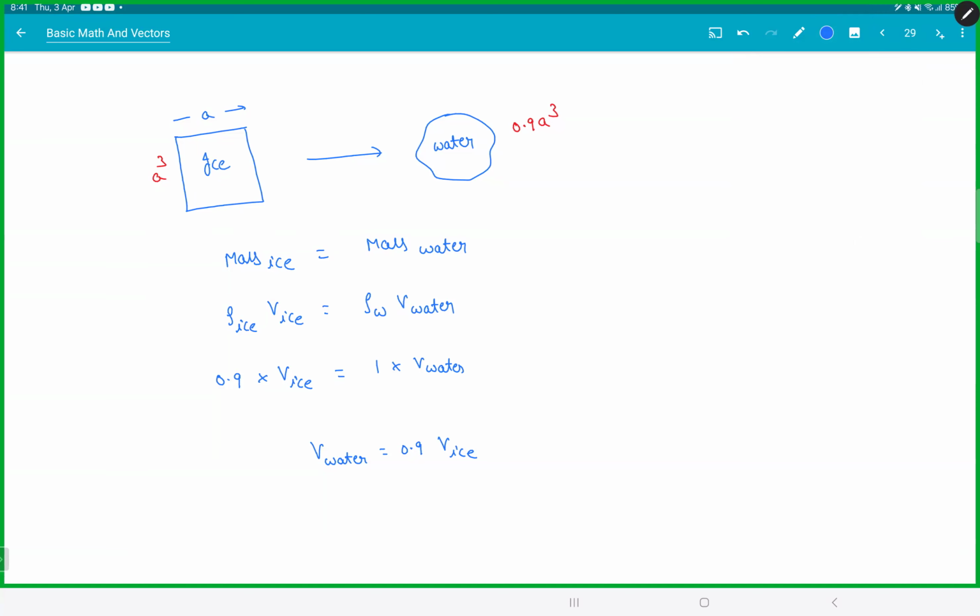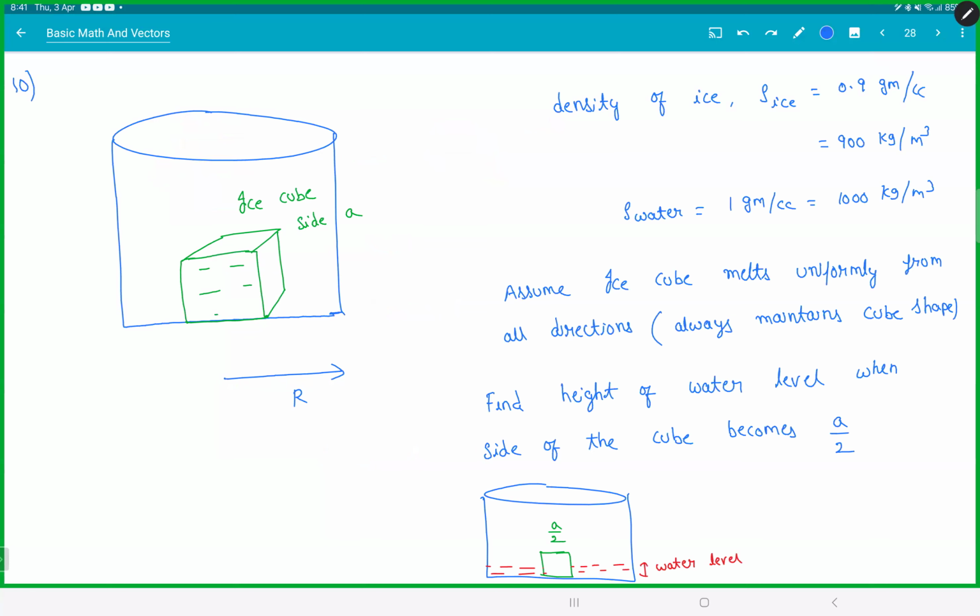Shreyansh, you got something like that. You just write the equation and leave it. No need to simplify. It'll be a little bad. This is the first trap. I hope everyone got this. Then what? Now remember, the entire ice cube didn't melt. Only half of the ice cube, that is, only the side A by 2 is still remaining. Now what?